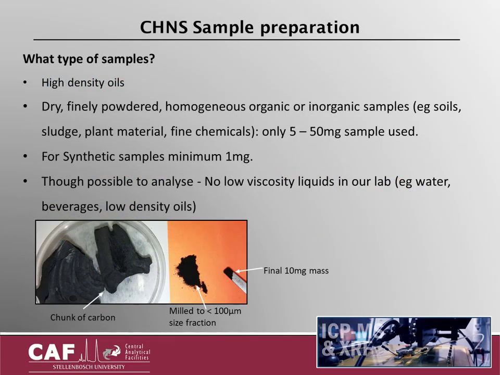The laboratory can test various sample types for CHNS analysis. These include high-density oils and dry solids that mold into particle size of less than 100 micron. These solid samples vary from soils, plants to synthetic chemical products. Sample size for the analysis ranges from 5 to 50 milligram, depending on sample type and composition. However, we can analyze and quantify on a minimum of 1 milligram synthetic sample, since the composition is generally greater than 10%.